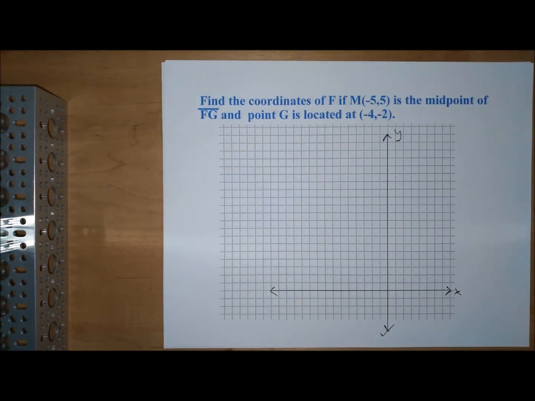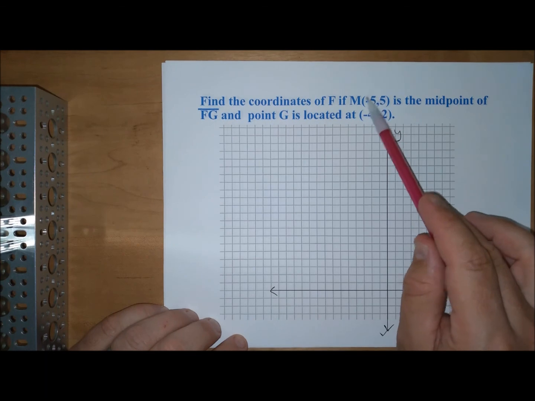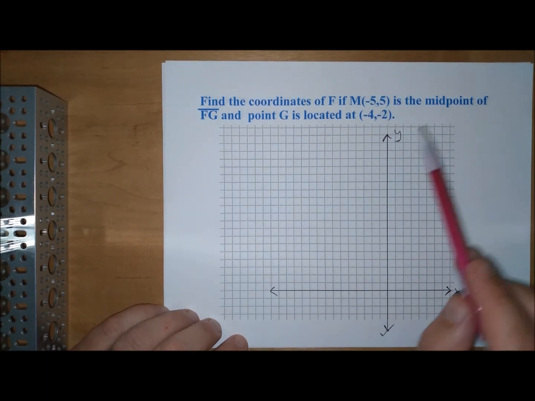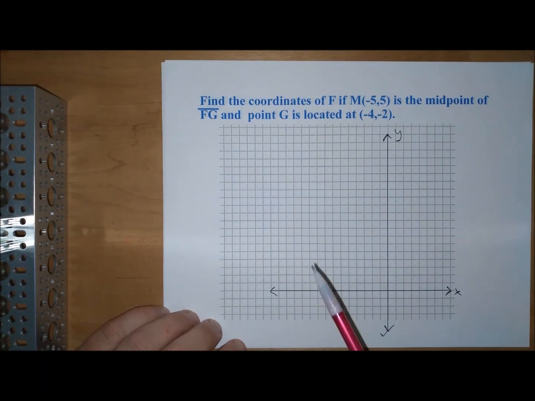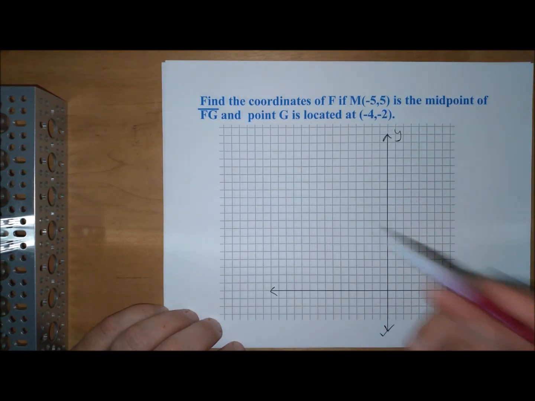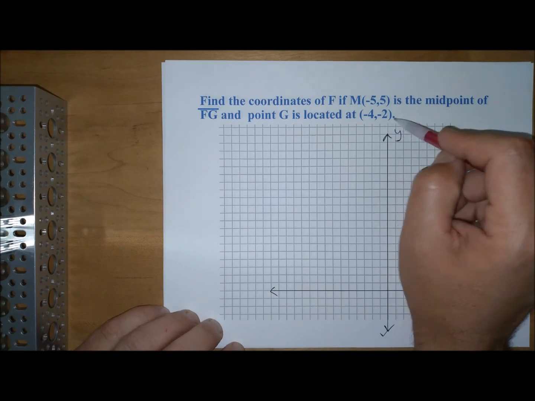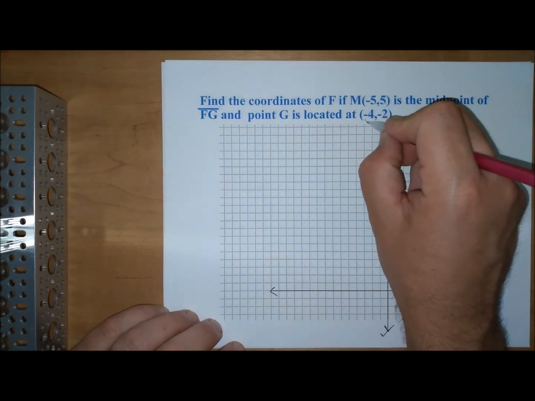Okay, here's a real good example of why we need to read these problems carefully. They want us to find the coordinates of F if M, negative 5, 5, is the midpoint of FG, and point G is located at negative 4, negative 2. Okay, this time they're giving us the midpoint and one endpoint. So don't jump in and label this x1, y1 and x2, y2. If you want, you can call this x2, y2.